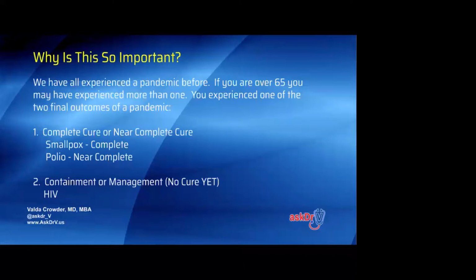So the outcome of a pandemic, there are 2 possible final outcomes. One is a complete cure or near complete cure, which would be smallpox. Smallpox was eradicated from the world in 1980. Polio is near complete, but not complete. Or there's some sort of containment or management, and an example of that would be HIV.